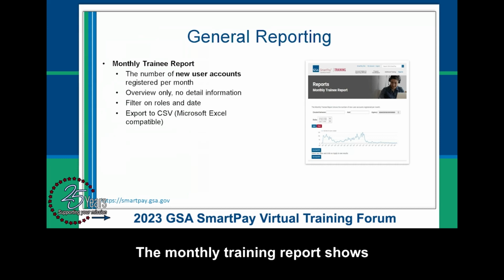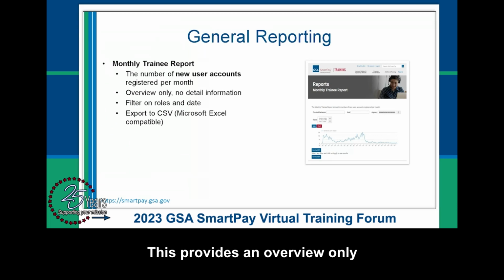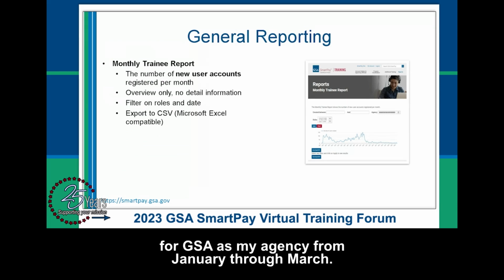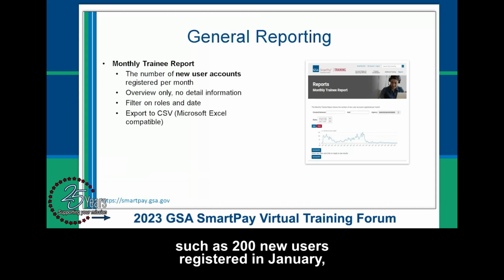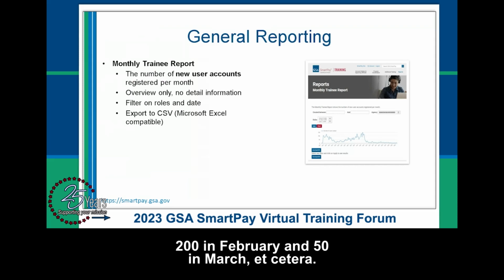The monthly training report shows the number of new user accounts registered per month for your agency. This provides an overview only with no detailed information. The initial results are for all roles, but you have the ability to filter on roles and choose a specific time frame. For example, let's say I run a report for GSA as my agency from January through March. My results will tell me the number of new users each month, such as 200 new users registered in January, 200 in February, and 50 in March, etc.